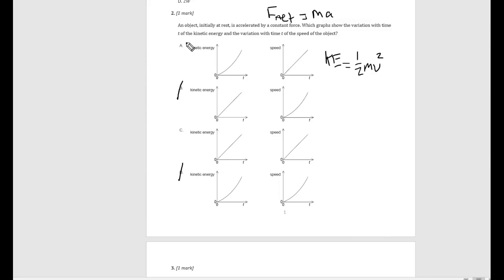So here the answer is going to be A. We can see the little parabola there. It's definitely increasing faster than it would if it was just a linear function. So that's question 2. I'll pause for a moment.